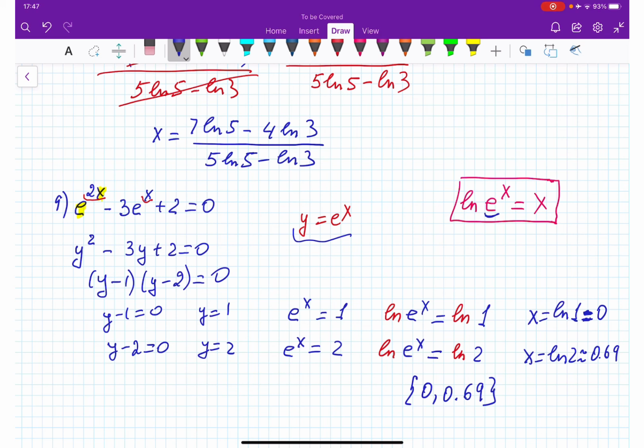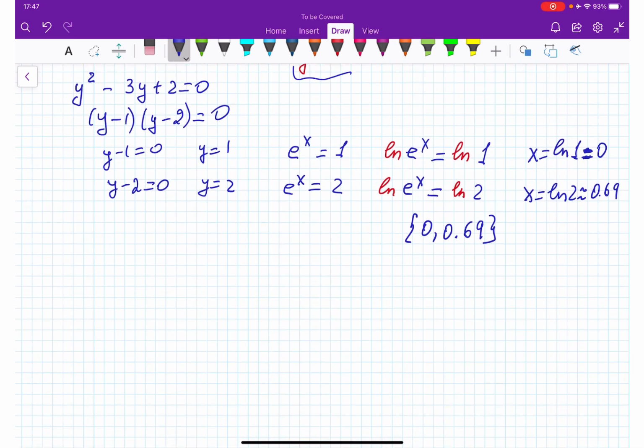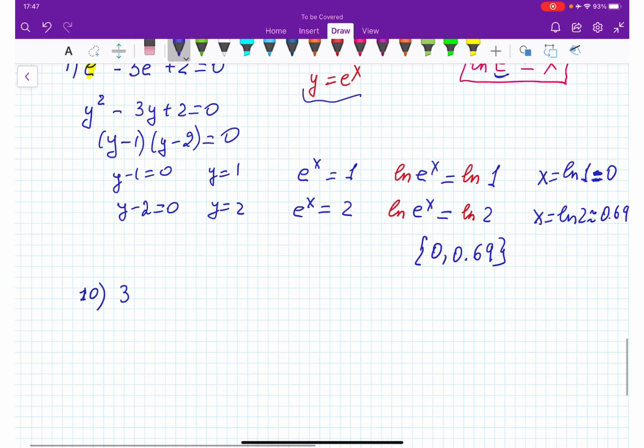Okay. Moving to the next question, question number 10. We have another one: 3 to power 2x plus 3 to power x minus 30 is equal to 0. Okay, one more time we are going to substitute. So it's going to be y is equal to 3 to power x. Yes, y is equal to 3 to power x.